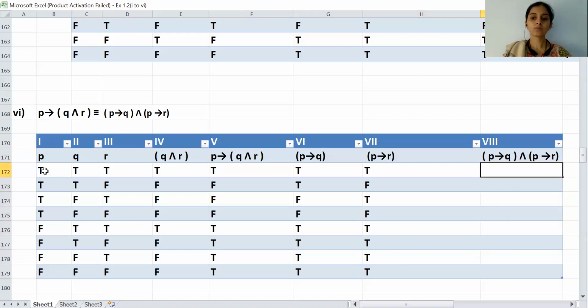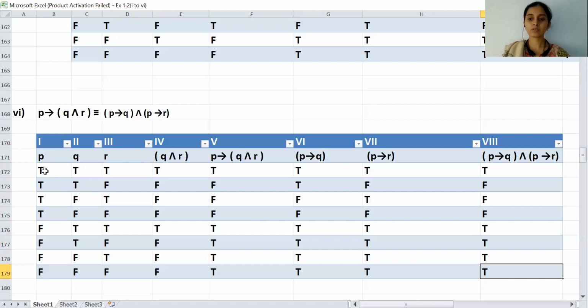The last one is your entire right hand side, that is (P implies Q) and (P implies R). That is column 6 and column 7, so I will AND the two columns. I'm so sorry, not implies, AND. T and T, true. T and F, false. F and T, false. F and F, false. T and T, true. T and T, true. T and T, true. T and T, true.